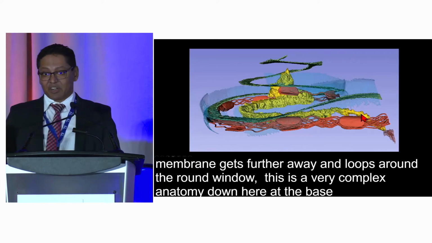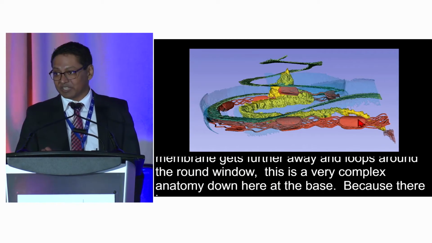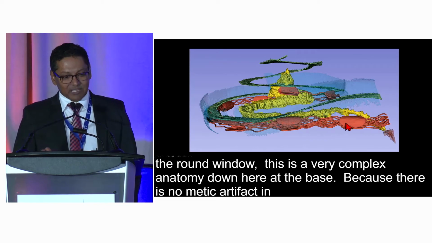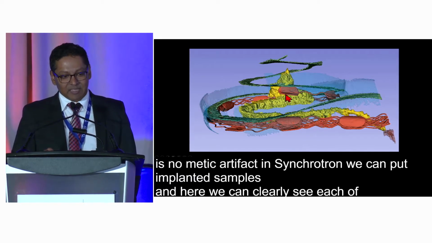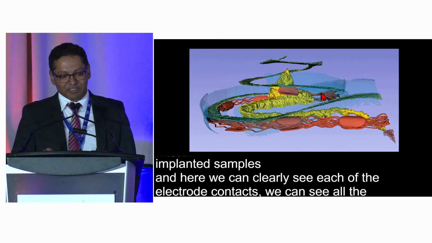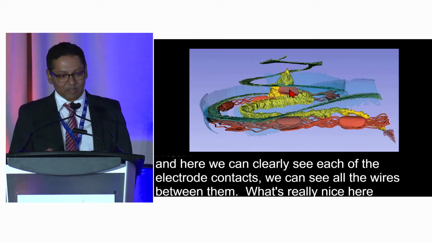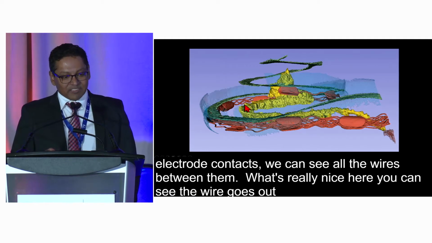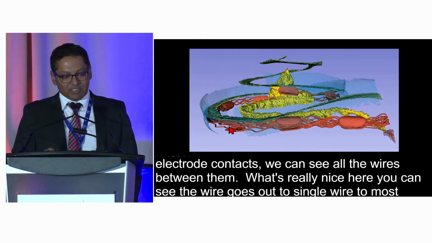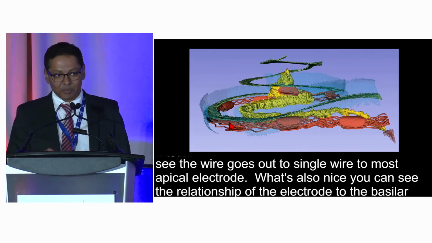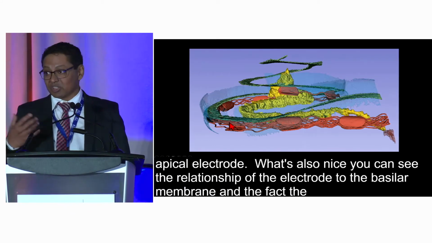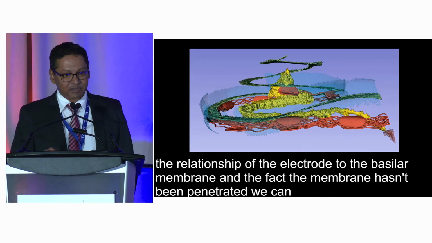Because there's no metallic artifact in synchrotron imaging, we can also put in implanted samples. And here we can clearly see each of the electrode contacts. We can see all the wires between them. What's really nice here is you can see the wire peters out to a single wire going out to the most apical electrode. What's also nice is you can see the relationship of the electrode to the basilar membrane and the fact that the basilar membrane hasn't been penetrated. So we can actually look at the amount of trauma or lack of trauma that different electrodes can have.